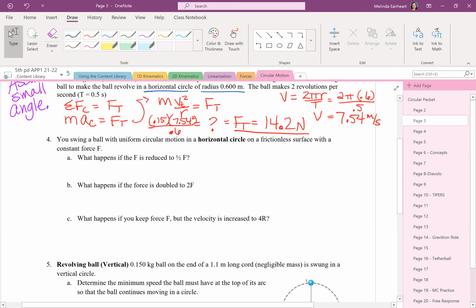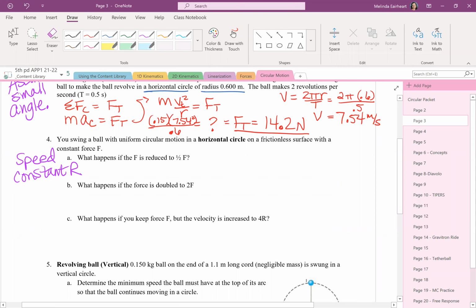So it says with a constant force, what happens if that force is reduced to 1/2? And so it doesn't really tell us here. I should have looked at this first. It says force, what happens? We could answer this from a speed point of view because they're changing the force. I'm going to take a speed approach. So we'll assume it's a constant radius.